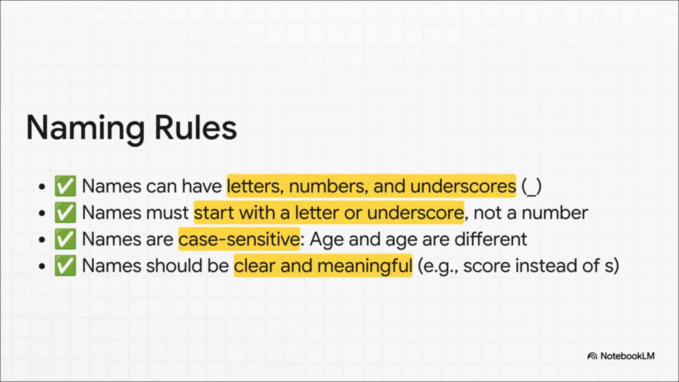And last but not least, this one's a little different. It's not going to break your code, but it is maybe the most important rule for writing good code. And that is, your name should be clear and meaningful. Calling something score instead of just s makes a world of difference because it helps you or anyone else reading your code understand what's going on.